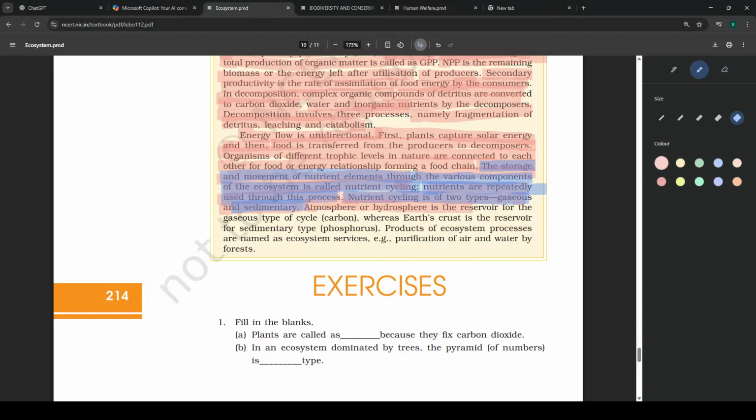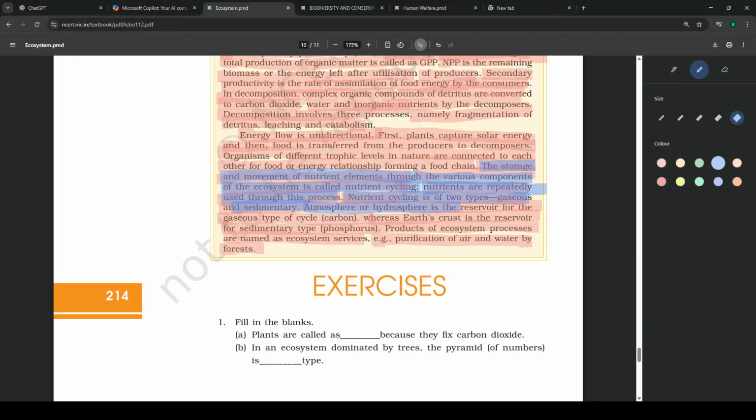Atmosphere or hydrosphere is the reservoir for the gaseous type of cycle, carbon, whereas Earth's crust is the reservoir for the sedimentary type, phosphorus. Products of the ecosystem process are named as ecosystem services. Example, purification of air and water by forest. Okay, this last line here is something not in the NCERT, so it's very good to remember this.